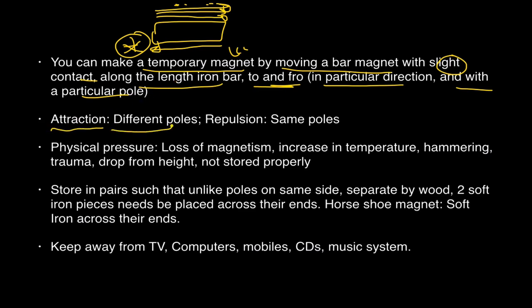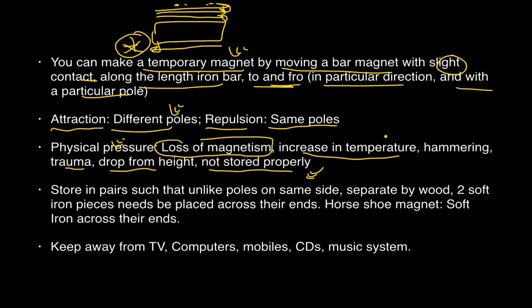Now attraction is obviously between different poles and repulsion is between the same poles, and there are various reasons for loss of magnetism. It includes physical pressure, trauma, drop from height, and not being stored properly. This is also a very important reason. There is an increase in temperature, hammering is done. So these are the reasons why a magnet loses its magnetism. Now how do you store?